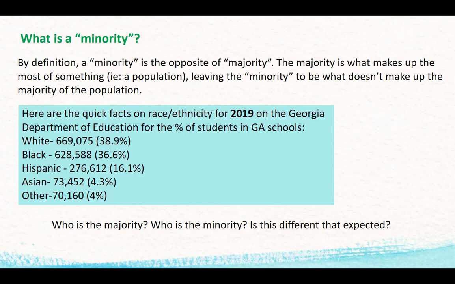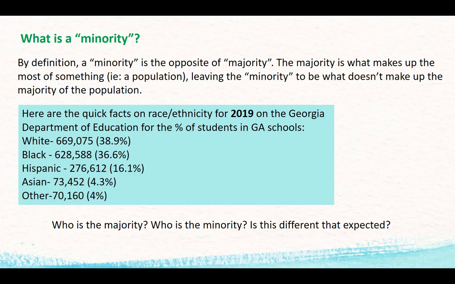So based upon that information, let's see what the data actually says. Looking at this box, this information is from 2019, and it's the data on race and ethnicity from the Georgia Department of Education, and it is the percentage of students in Georgia schools. So I won't look at the numbers, but I'll just look at the percentages. In 2019, 38.9% of the school population in Georgia schools were white.